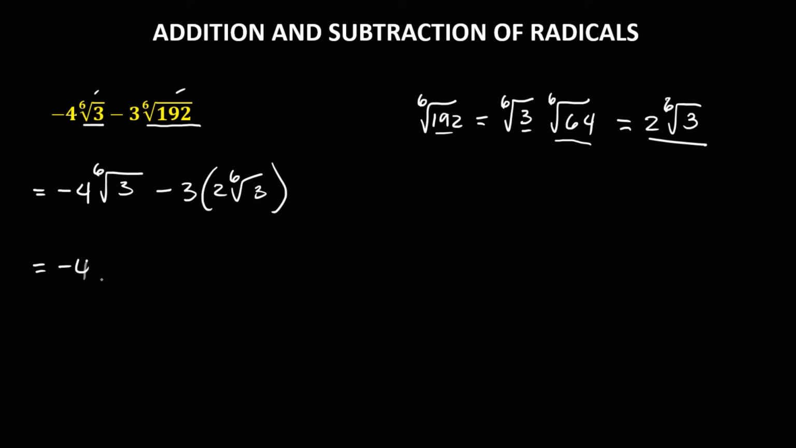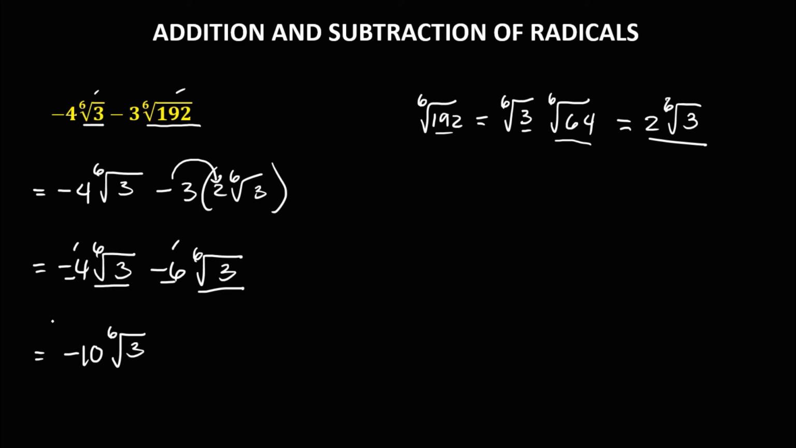Then simplify. We have negative 4 the sixth root of 3, then negative 3 times 2, this one is negative 6, the sixth root of 3. Then combine, since we have the same sixth root of 3, so we can combine these numbers. So negative 4 minus 6, this one is negative 10. Then copy the sixth root of 3. So this is how to add and subtract radicals.